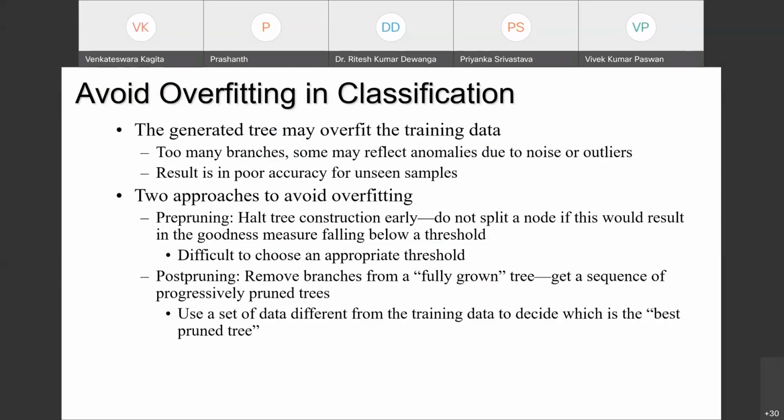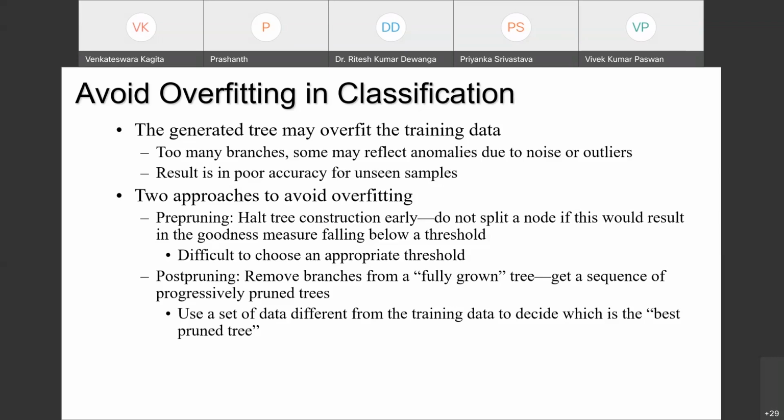Okay, so two approaches to avoid this overfitting. One is prepruning, another one is postpruning. Prepruning means you do not allow the tree to grow too big. Okay, so put some restriction, right? Like you stop at level 3 or stop at level 4, level 5, based on the application at hand. Okay, so halt tree construction early.